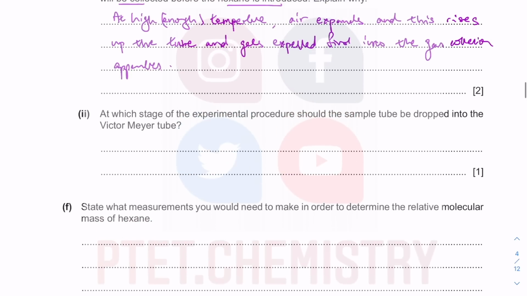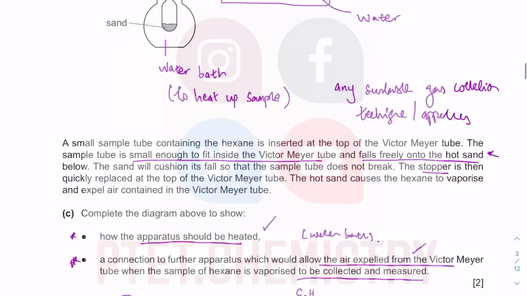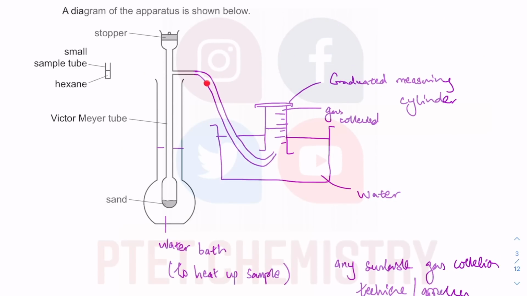All right. So at which stage should the sample tube be dropped into the Victor Meyer tube? So you want it to heat up, right? So as you know, you will have a bit of air inside, and you need to collect that first reading. For as long as you still have air, or the gases that are present, being expelled, you will keep on seeing bubbles there, and then you will record the reading, because whatever volume that is, there is your initial volume reading, because whatever there is will just be air without any hexane, because you haven't dropped any hexane in.